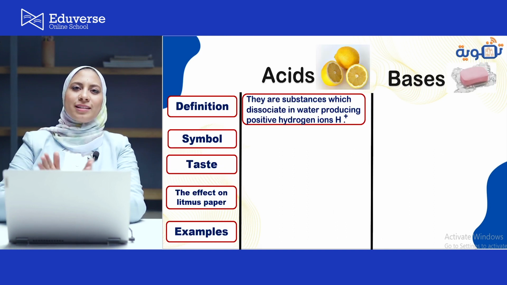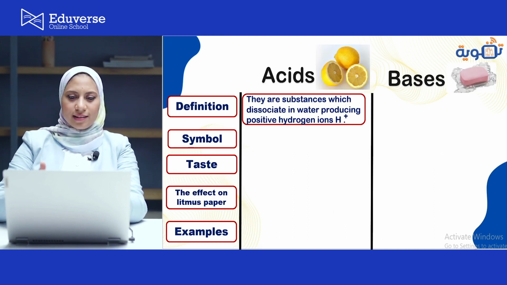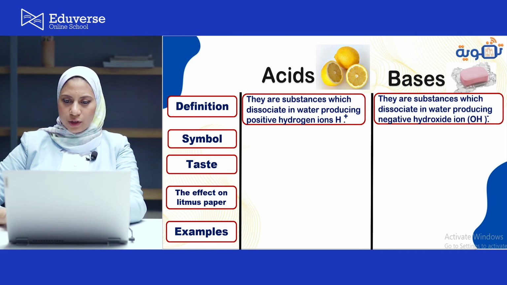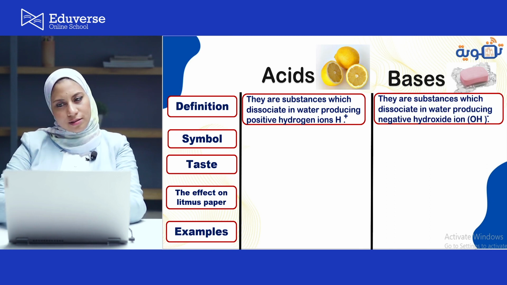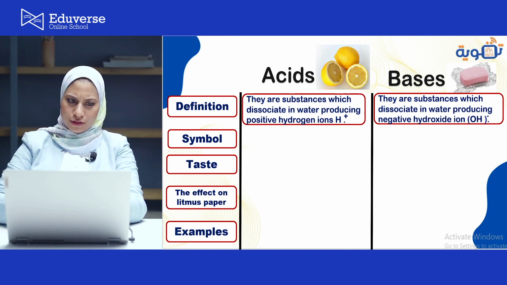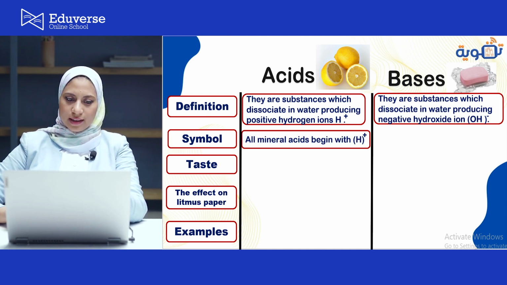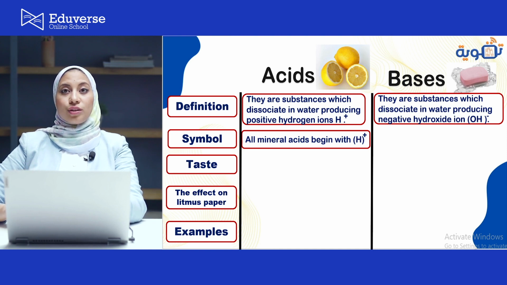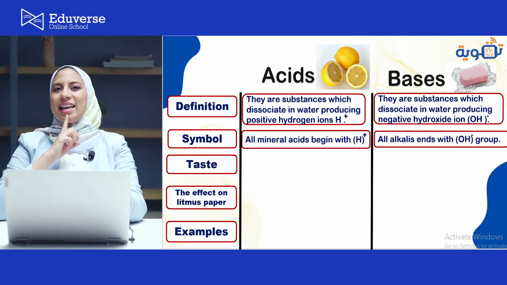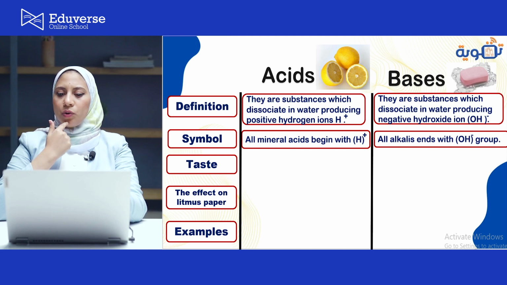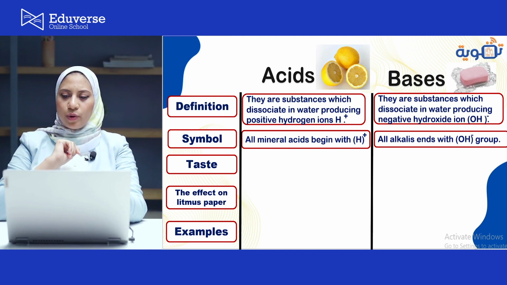So let's summarize the session. Acids are substances which dissociate in water, giving you positive hydrogen ions, while bases are substances which dissociate in water, giving you negative hydroxide ions. The symbol, all mineral acids begin with H. Bases, all alkalis end, not begin, all alkalis end with the OH group.